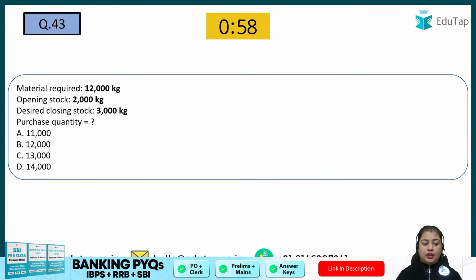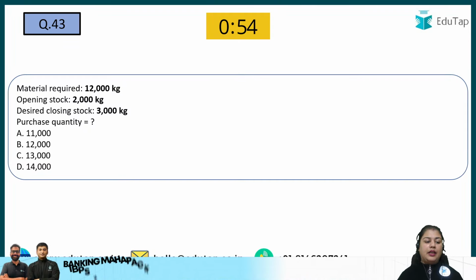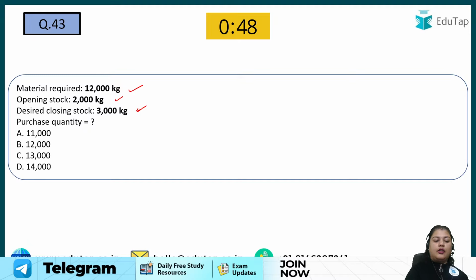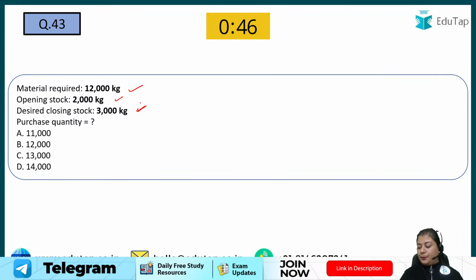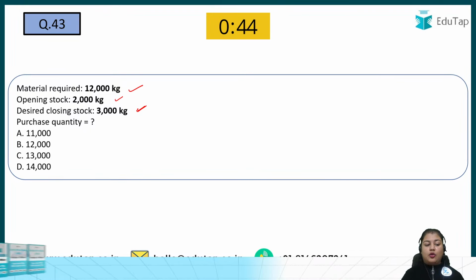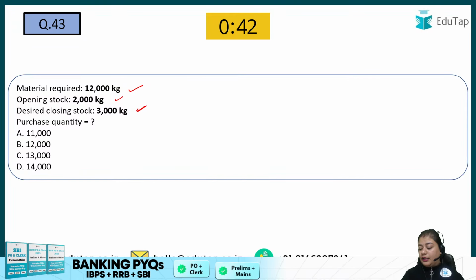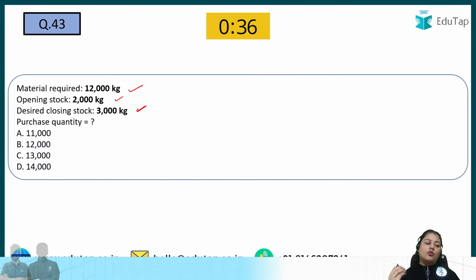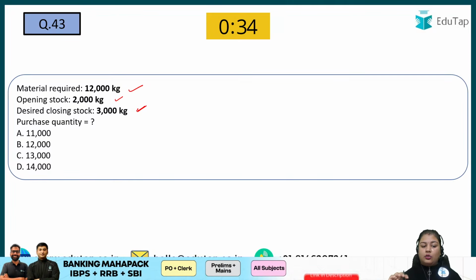Question 43. Now please do it very carefully. Materials required is 12,000. Opening stock is 2,000. Desired closing stock is 3,000. What will be the purchase quantity? When I am talking about the quantity, how will you find out how much I have to purchase? Okay, the material required is 12,000, opening stock is 2,000, desired closing stock is 3,000. So how much will I purchase?